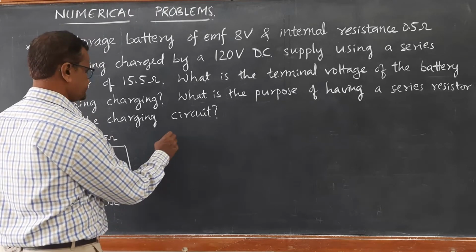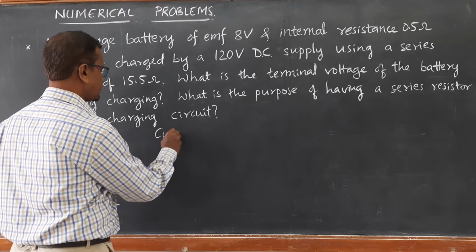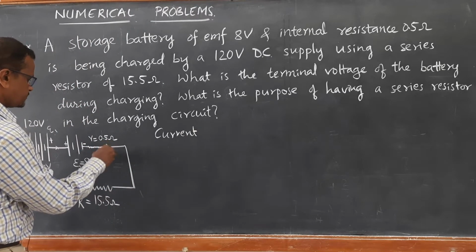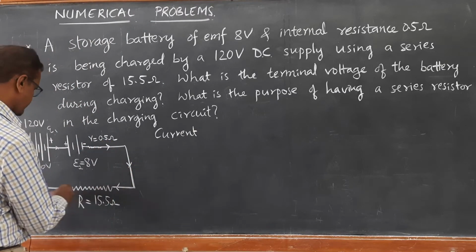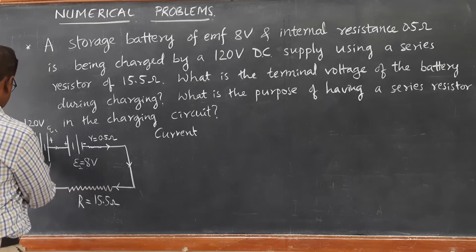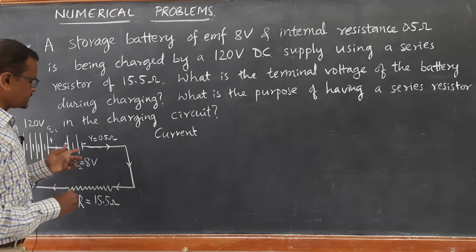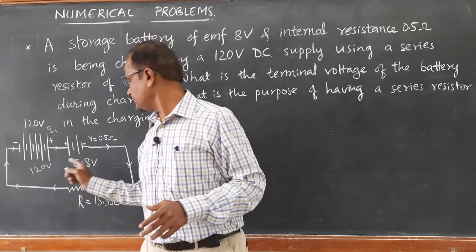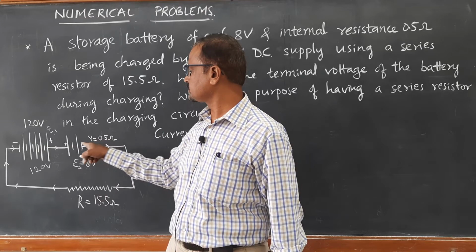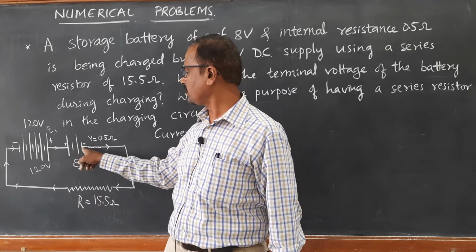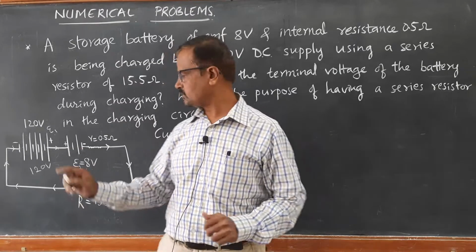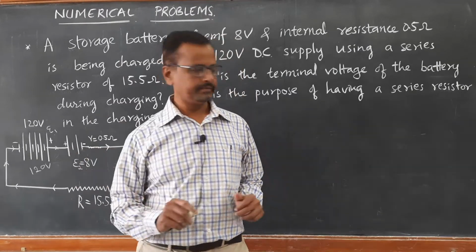So, the current in the circuit, as I have shown here, will be flowing in this fashion from the positive terminal to the negative terminal. You can see here the current in the battery is entering inwards from positive towards negative. Therefore, it is in the reverse order. So, E2 will be taken negative.